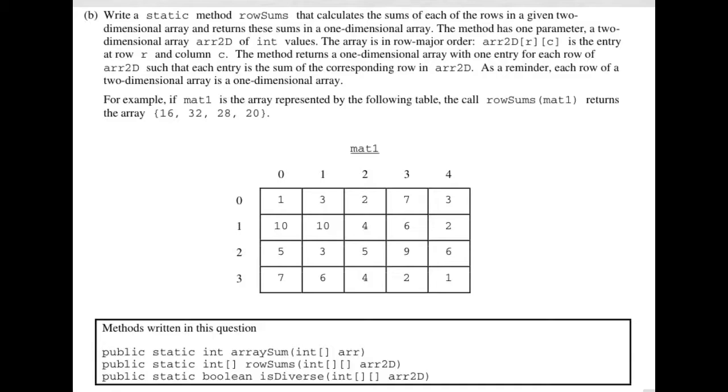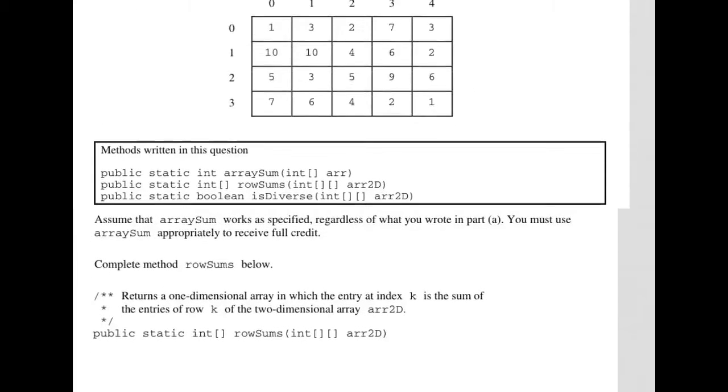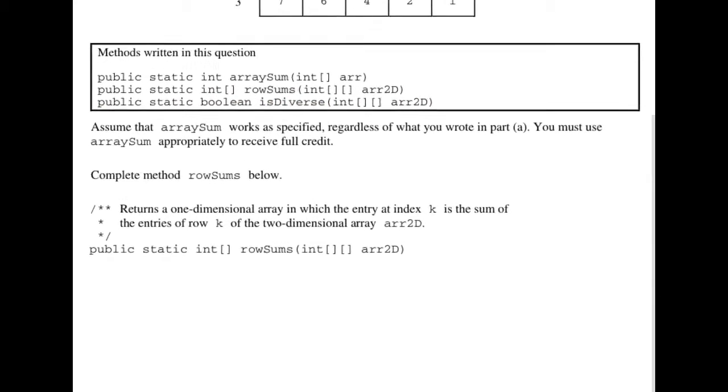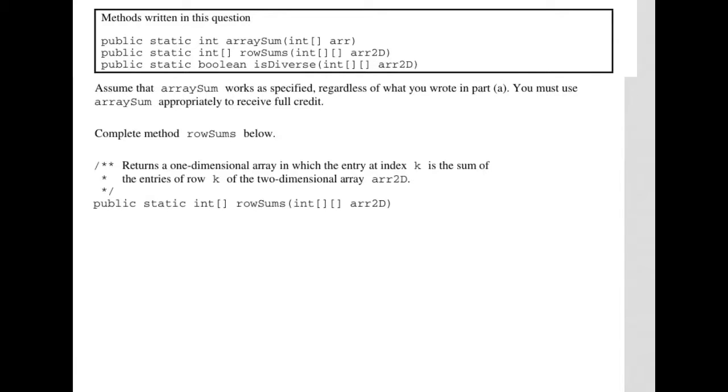Okay. For example, mat1, so this adds up to 16, this adds up to 32, that adds up to 28, that adds up to 20, and that's what's being returned. This thing is being returned. Okay, here are the methods we wrote, so we are supposed to use it. Assume that arraySum works, and you must use it appropriately to receive full credit. We are writing rowSums, so we don't have this one yet. That's definitely part C. I already did this, I know.